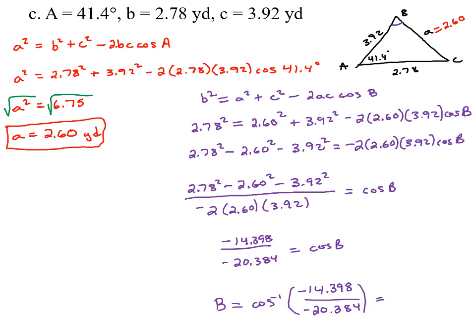So if I do second cosine, open parenthesis, 14.398 divided by 20.384. Rounded to one decimal place because that's what the other angle was rounded to. This comes out to be about 45.1 degrees. And then just like before, if you have two angles, you can solve the third one just by subtracting. So angle C would just be 180 minus 41.4 minus 45.1.